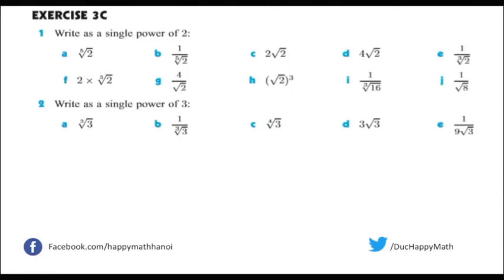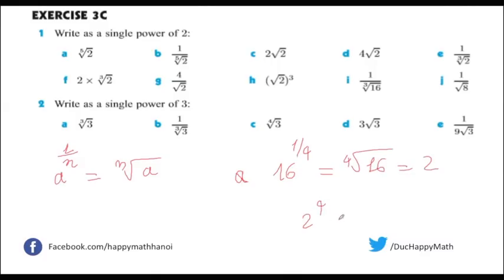We continue with the new type of exercise. This type of exercise will apply the formula of rational exponent. For example, you have a to the power of 1 over n. So you will have the n-th root of a. So this means, for example, 16 to the power of 1 over 4. It means the 4th root of 16. So it's equal to 2 because 2 to the 4 equals 16. It is an example.